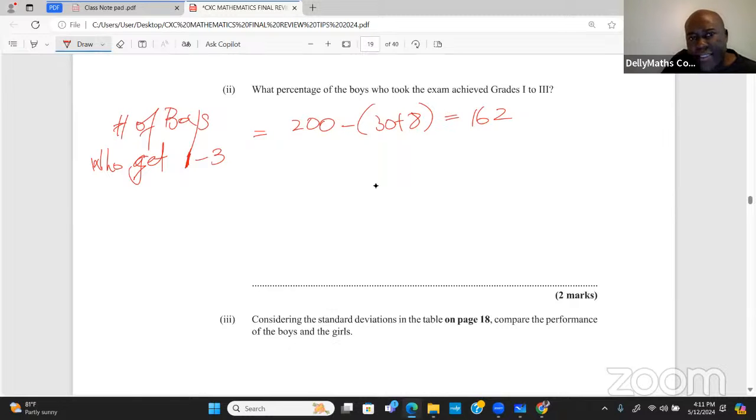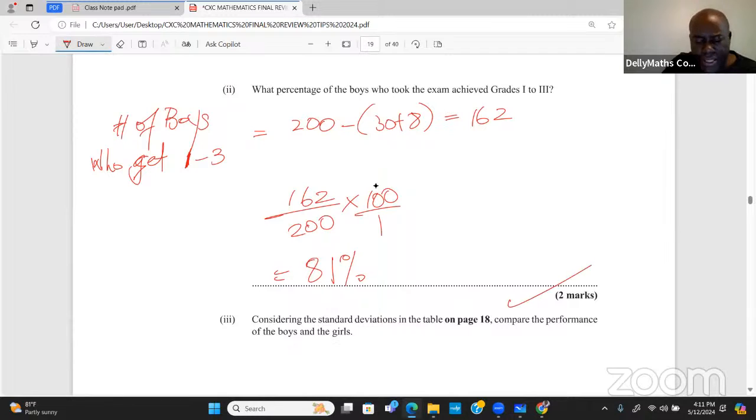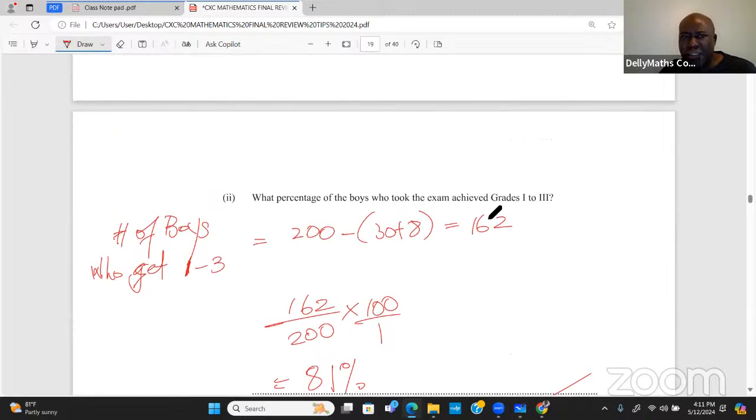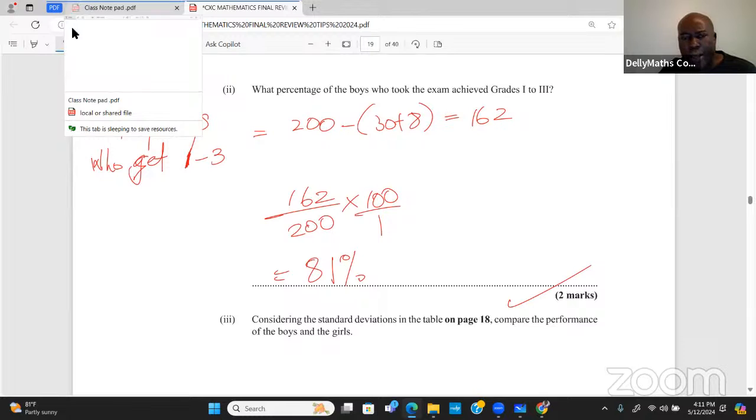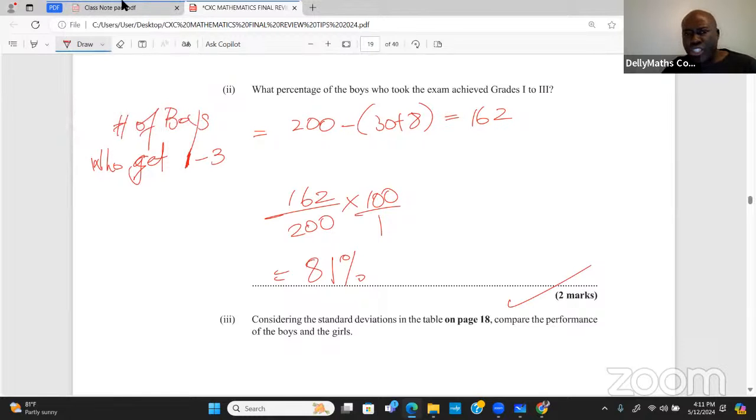But the question wants you to represent this as a percentage, right? So it's a percentage of the boys. So we're talking about 162 over the 200 boys, multiply this by 100. Use your calculator, take your time, break this down. We're going to get 81% of the boys actually got between grade 1 and grade 3. So there it is. Nice questions. Very straightforward, very simple. You read, you look at it, and you keep pushing, you keep going.